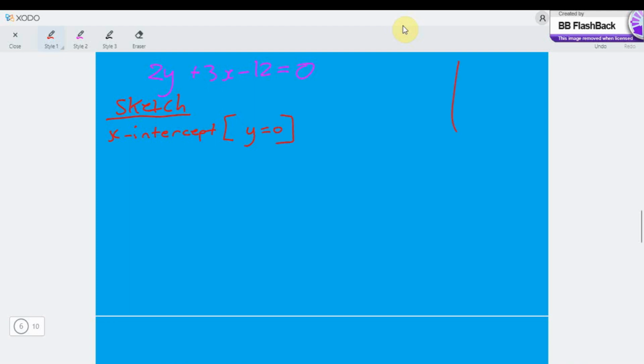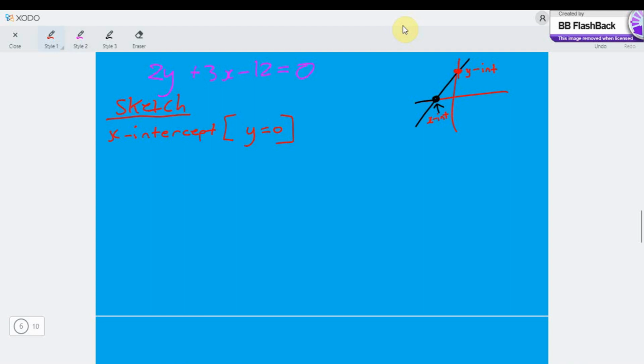Think about it. On a graph, this is your x-intercept. Let me draw it a little bit better. Your x-intercept is right here. Now, on the x-intercept, what do we know? We know that the y value is 0. And on the y-intercept, we know that the x value right here is 0, because on the y-axis, all the x values are 0. So this would be the y-intercept. This is the x-intercept.